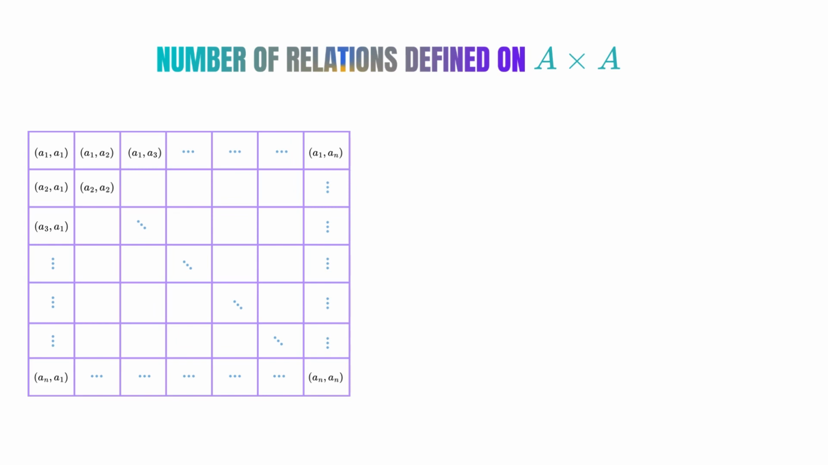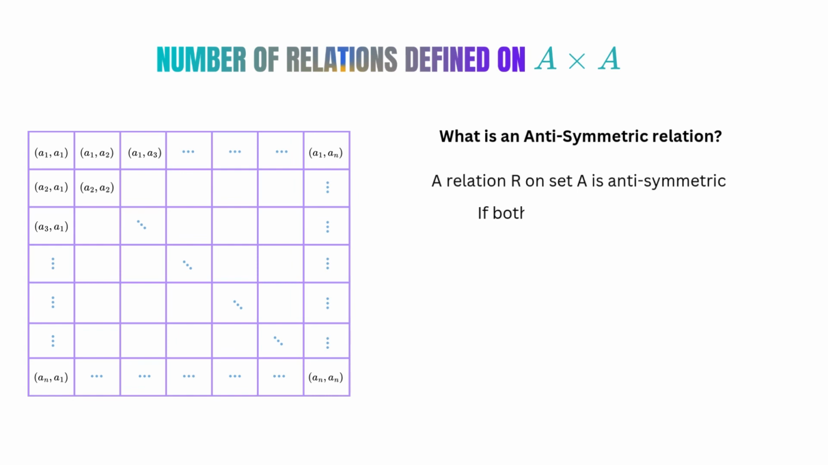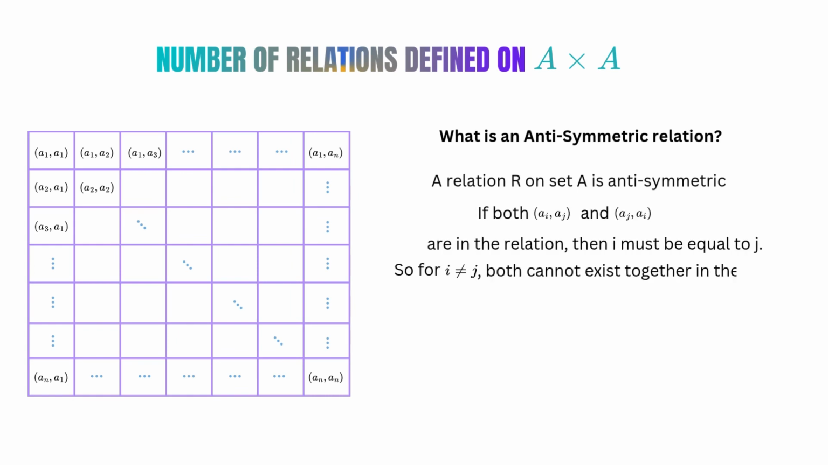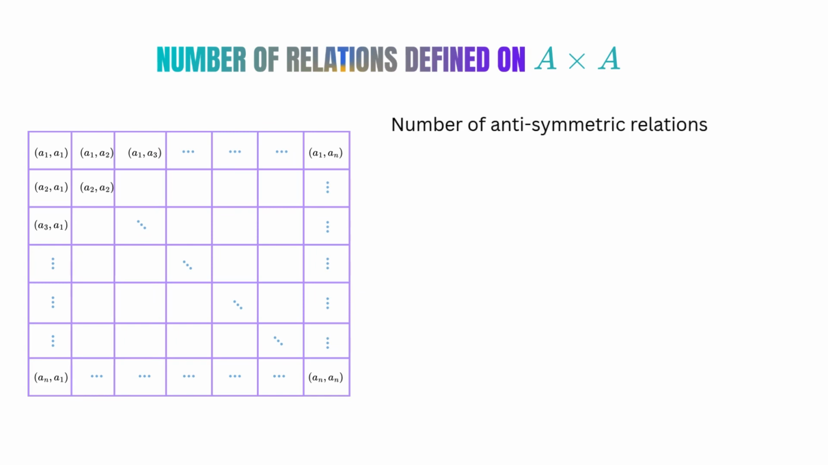Let's talk about anti-symmetric relations, and how to count them. First of all, what is an anti-symmetric relation? A relation is anti-symmetric if both (ai, aj) and (aj, ai) are in the relation, then i must be equal to j. So for i not equal to j, both cannot exist together in the relation. Now let's find the total number of such relations. For diagonal elements there is no constraint, so the number of choices is 2 raised to the power n. For off-diagonal elements, consider unordered pairs like (ai, aj) and (aj, ai).